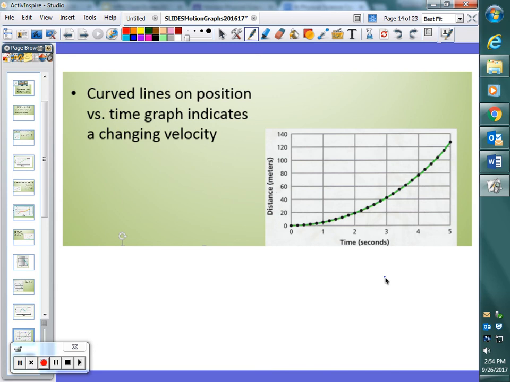All right, so if we encounter curved lines, we get a changing velocity. Okay? Tomorrow we'll get into time versus velocity graphs and analyze that a little bit more. Lab on Thursday.